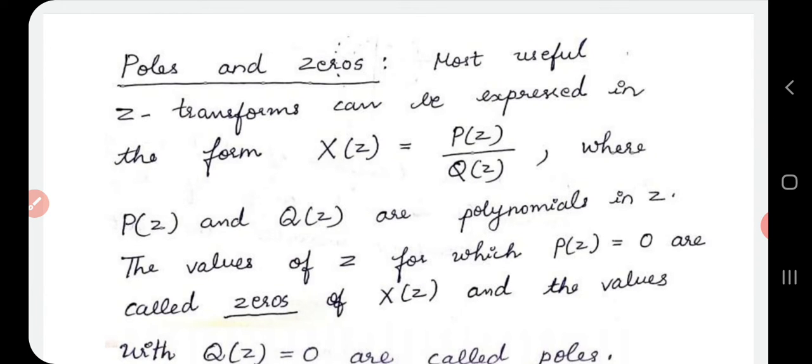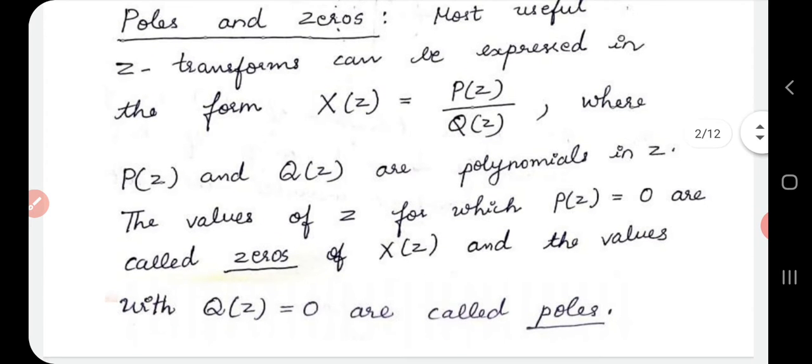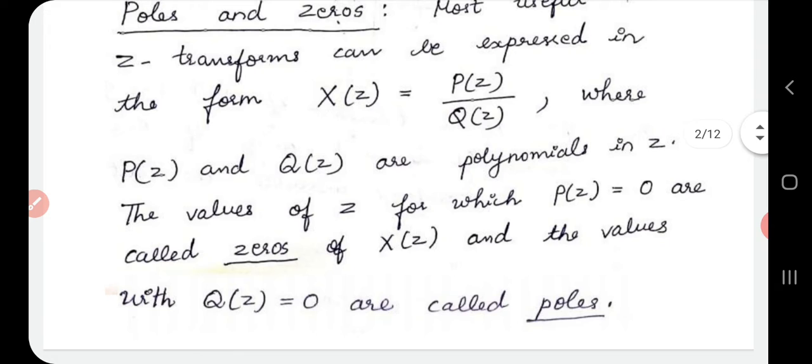Okay, so the most useful Z transform is usually expressed in the form X(z). As you know, it is the Z transform equal to P(z) divided by Q(z), where P(z) and Q(z) are polynomials in z. Now, what do zeros mean? The values of z for which P(z) equals 0 are called zeros of X(z), and the values with Q(z) equal to 0 are called poles. So, these are the two definitions. What are zeros and poles? Just in one sentence. Okay.